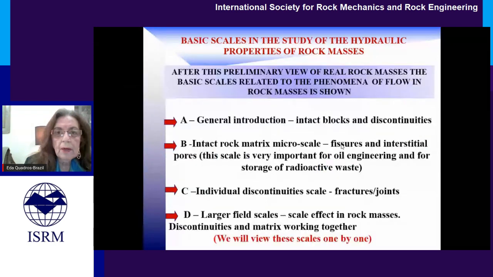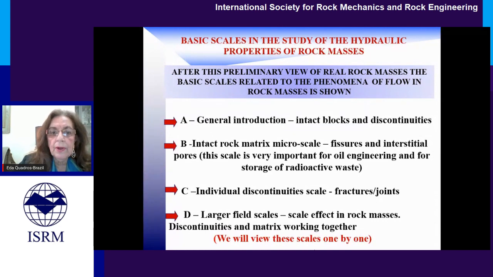After this preliminary view of real rock masses, the basic scales related to the phenomenon of flow in rock masses can be shown. The first scale is a general introduction of the intact blocks and discontinuities. The second is the intact rock matrix microscale, composed of fissures and interstitial pores. This scale is very important for engineering and for storage of radioactive waste.